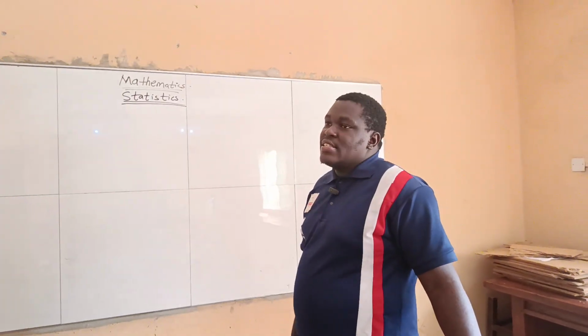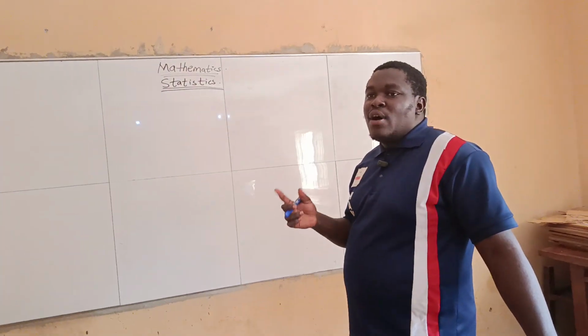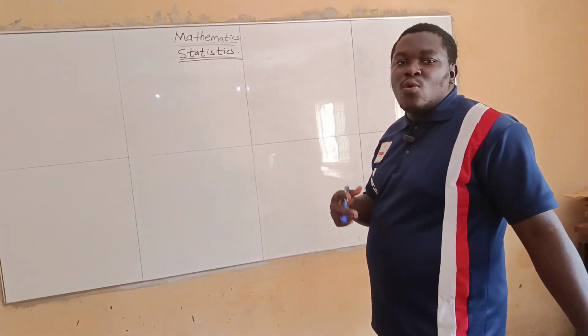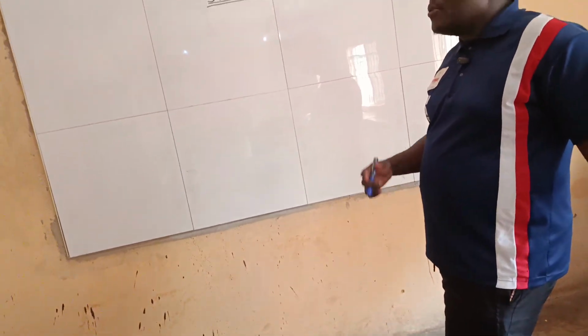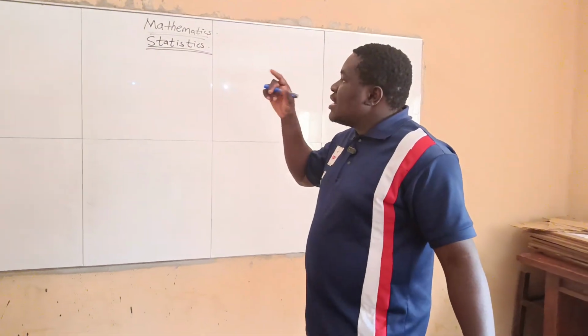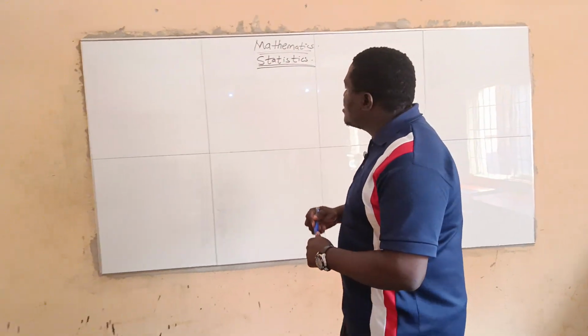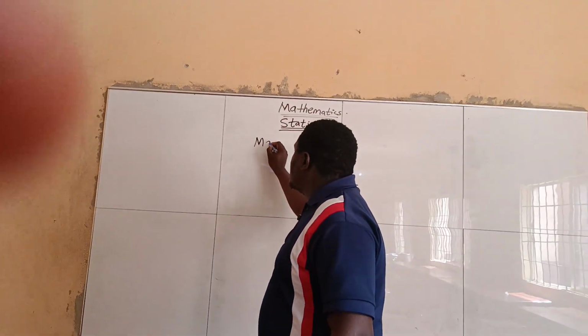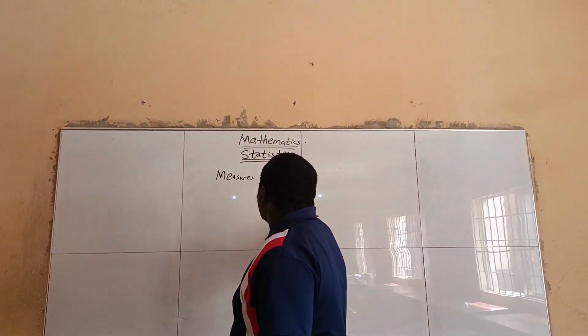What do you understand by statistics? Statistics has to do with analyzing data. When you compile data, how do you analyze it? What is the result? What is the outcome of your compilation of any data collected or computation of data collected? So under statistics, you'll be looking at a very important area of statistics, which is measures of central tendency.